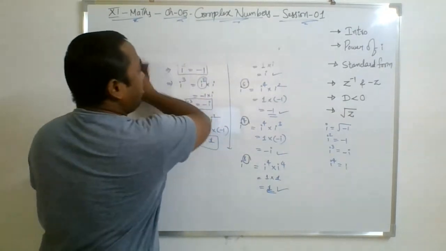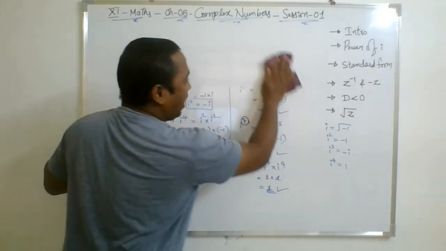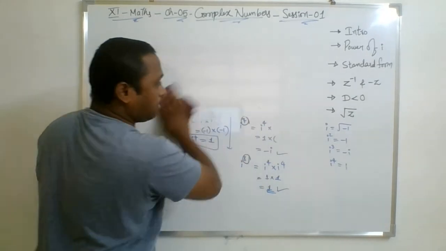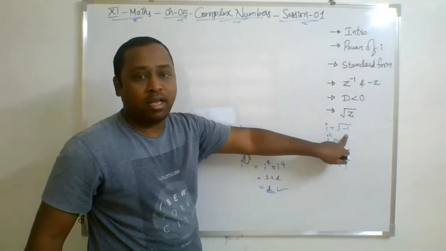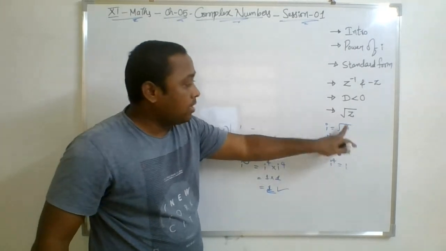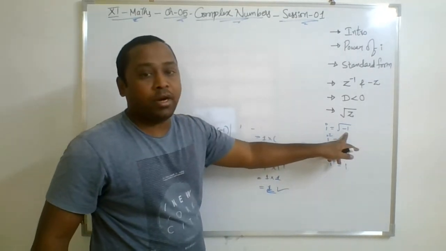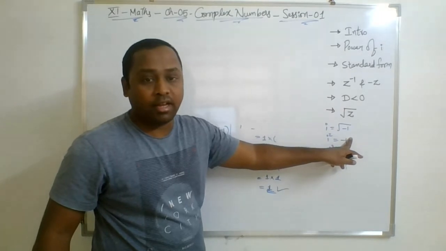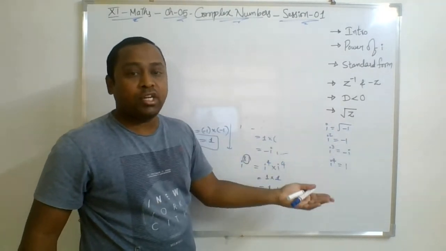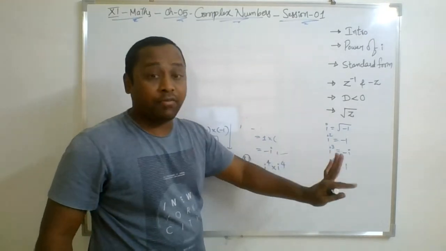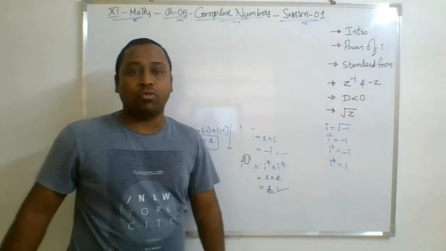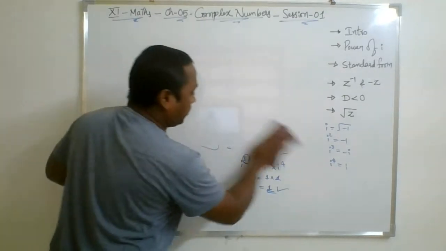Just keep these four things in mind: i means i only. Don't substitute the value of i as under root of minus 1 anywhere in the chapter. कभी भी i की वैल्यू आप अंडर रूट -1 सब्स्टिट्यूट नहीं करेंगे, because you want to express the answer in a convenient language, and i is the convenient language. Iota language only you need to express the answers.